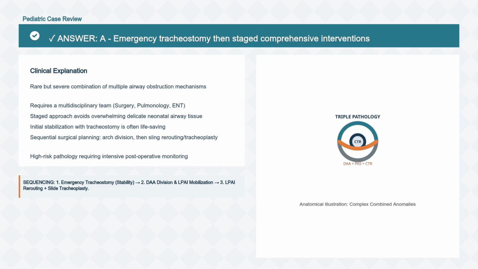Emergency tracheostomy, then staged comprehensive interventions. This is a rare but severe combination requiring a highly skilled multidisciplinary team. A staged approach avoids overwhelming the delicate neonatal airway. Initial stabilization with a tracheostomy is often life-saving, followed by sequential anatomical corrections, including arch division and tracheoplasty.